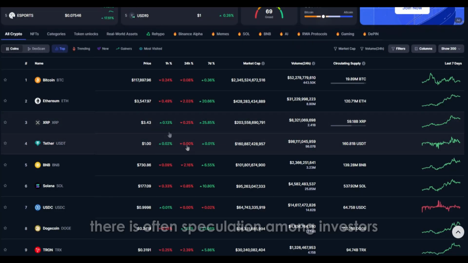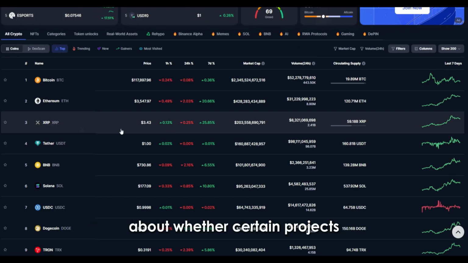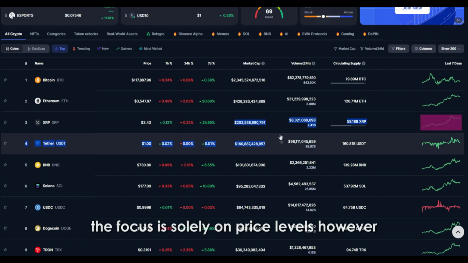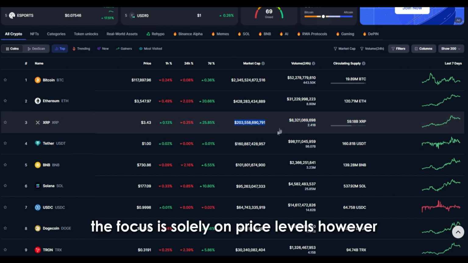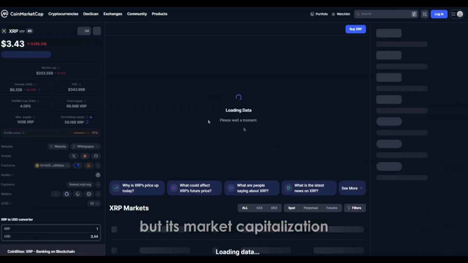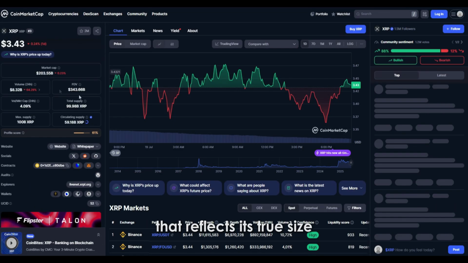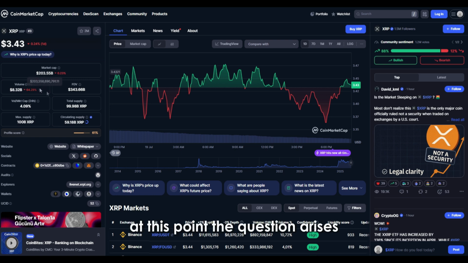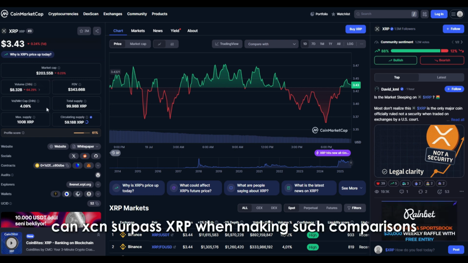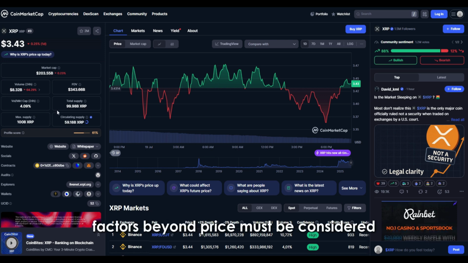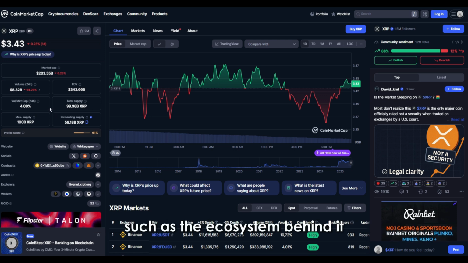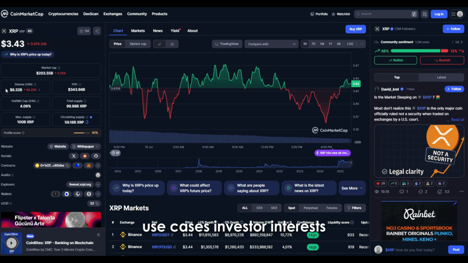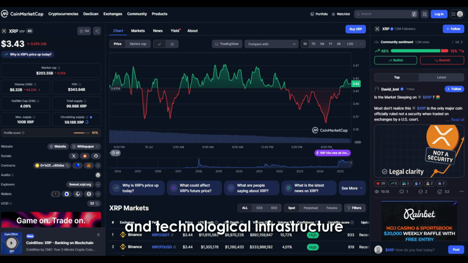In the crypto market, there is often speculation among investors about whether certain projects can surpass other major ones. In most of these comparisons, the focus is solely on price levels. However, it is not the price of a coin, but its market capitalization that reflects its true size. At this point, the question arises: can XCN surpass XRP? When making such comparisons, factors beyond price must be considered, such as the ecosystem behind it, use cases, investor interests, regulatory compliance, partnerships, and technological infrastructure.